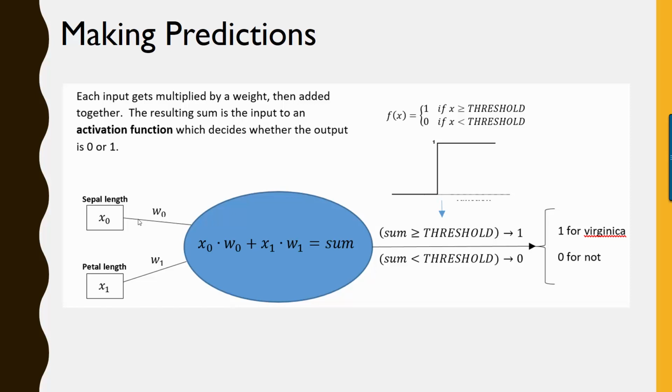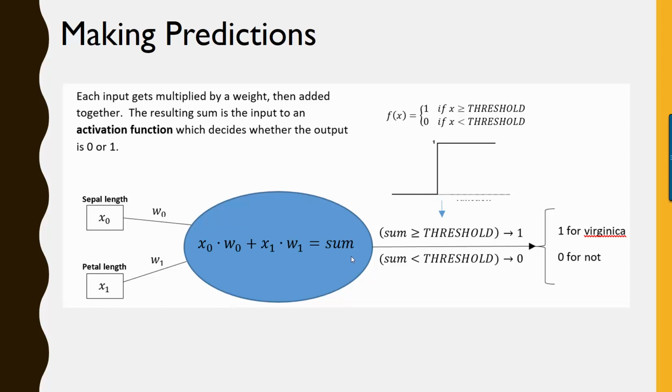So if w0 is a bigger number, that means that whatever number the sepal length is will be multiplied and have a larger effect in the overall sum. So the bigger the weight, the more effect the input numbers are going to have when they get added together. Or, the more weight that input would be given in the overall sum. Okay, so you have the linear sum of the inputs, and that creates some number that I'm calling sum.